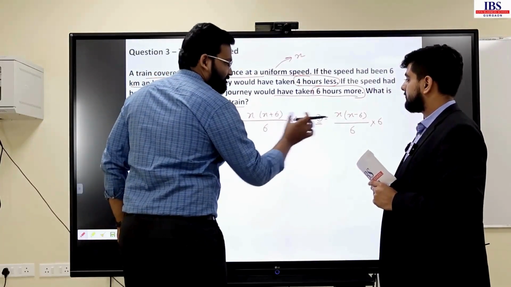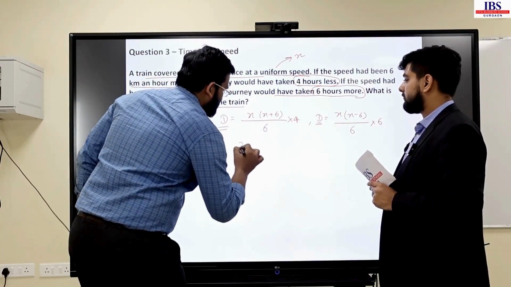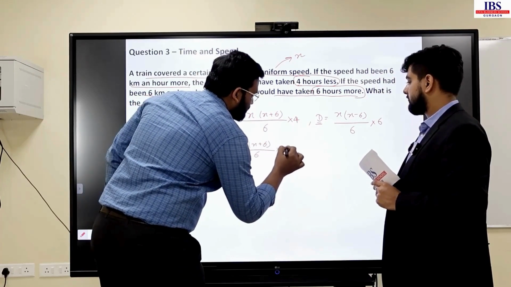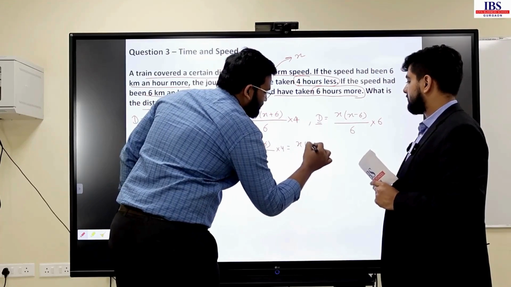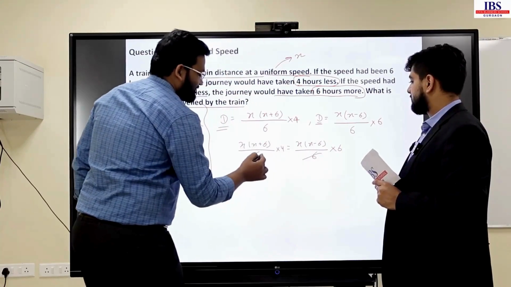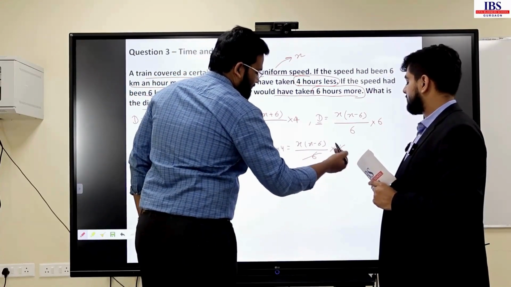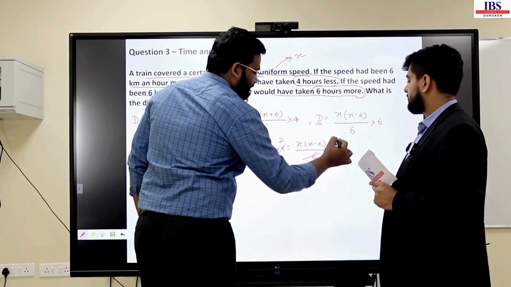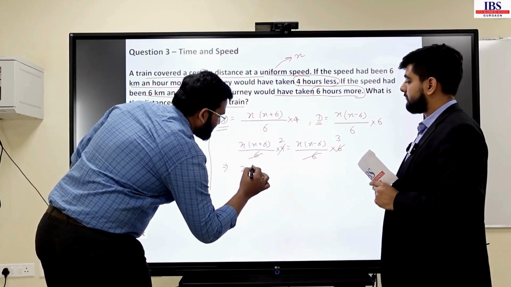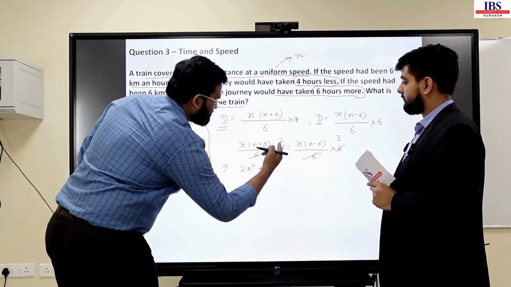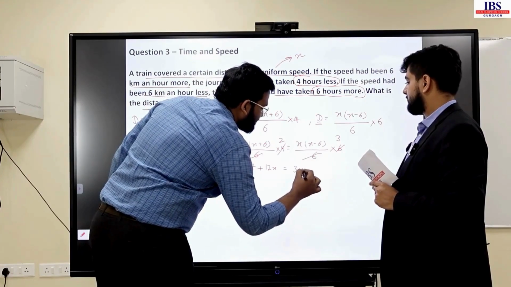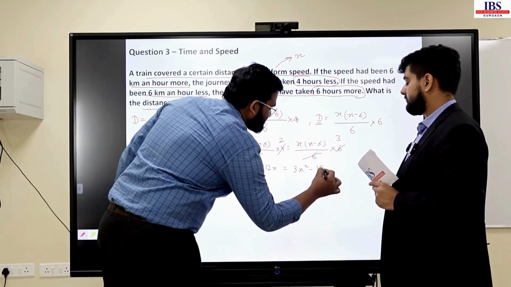Now again see, the distance in both the places is the same, so we can equate this equation with this. So x into (x plus 6) upon 6 into 4 is equal to x into (x minus 6) upon 6 into 6. Cancel this 6 with 6. Here solve it by 2. 2 2s are 4, 2 3s are 6. So here it will be 2x square plus 12x, and here it will be 3x square minus 18x.